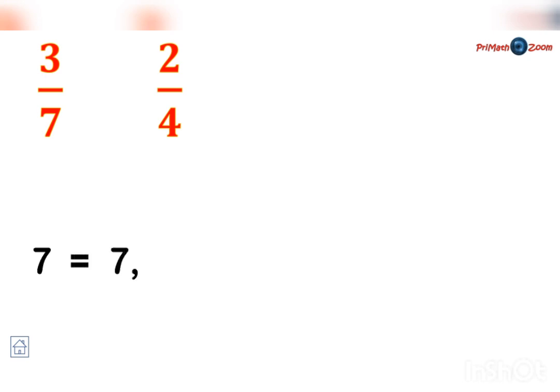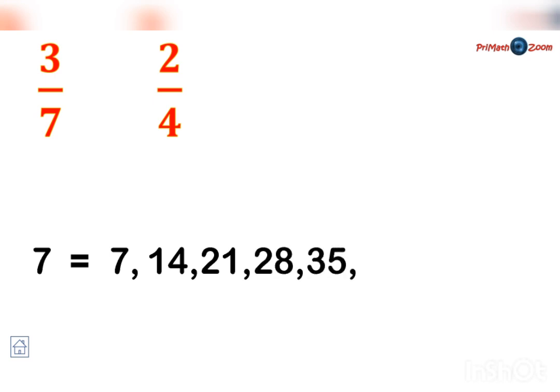So 7 by 1 will give us 7. 7 multiplied by 2, 14. 7 multiplied by 3, 21. 7 multiplied by 4, 28. 7 multiplied by 5, 35. 7 multiplied by 6, 42. 7 multiplied by 7, 49, and so on.